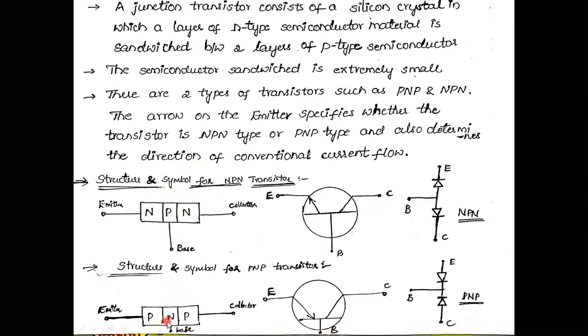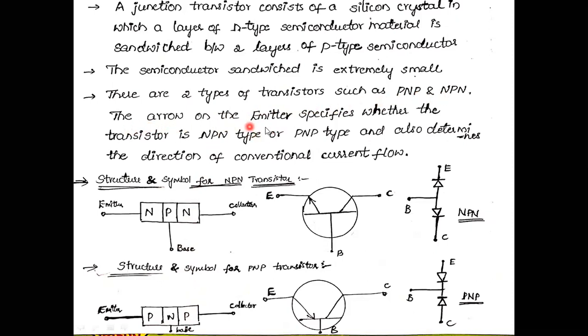Similarly, one n-type semiconductor material is sandwiched between two p-type semiconductor material. I can call this transistor a PNP type of transistor. Therefore, from this basic view, I can divide these transistors into two types. First one is PNP type of transistor, second one is NPN type of transistor. There are two types of transistors, that is PNP and NPN.